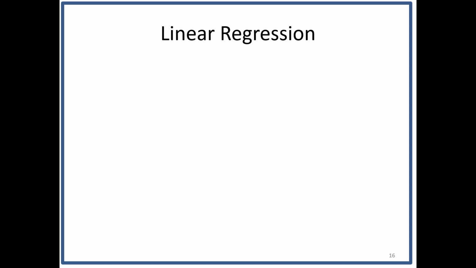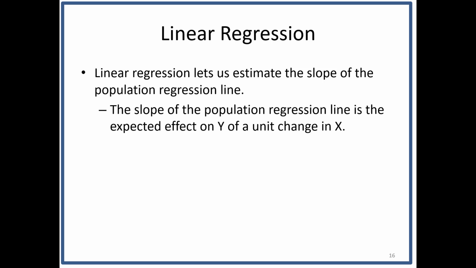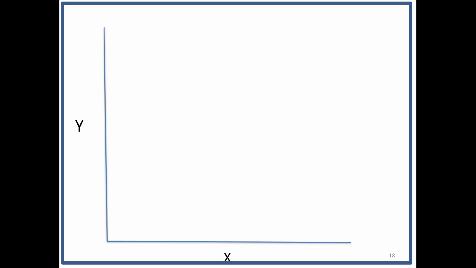So let's dig a little deeper into linear regression. Linear regression lets us estimate the slope of the population regression line. The slope of the population regression line is the expected effect on y of a unit change in x. So we're interested in the relationship between x and y. All right, so two variable regression analysis. Here we have x and y. Now let's add some observations.